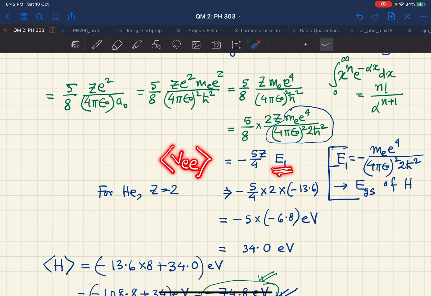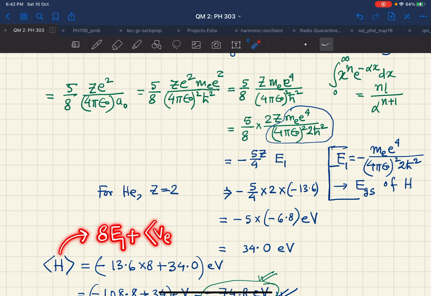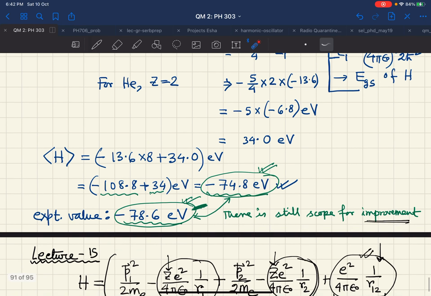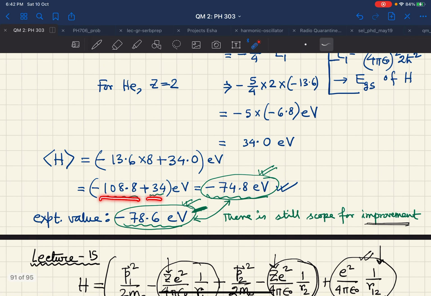So we know everything here. For helium, we know Z is equal to 2, U1 is minus 13.6 because this is the hydrogen atom ground state. So if we put everything in, we will get the number 34 electron volts. Therefore, using the fact that the expectation value of H is now 8 times U1 plus the expectation value of VEE, we should get nothing but minus 108.8 plus 34 electron volts, which will give us minus 74.8 electron volts.